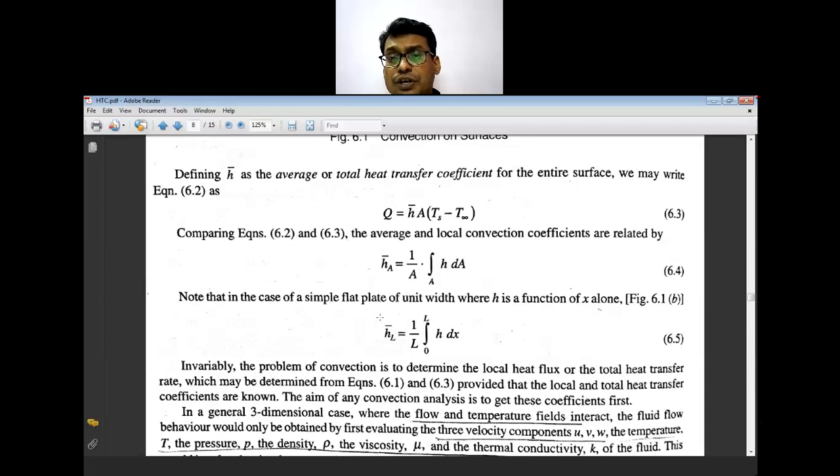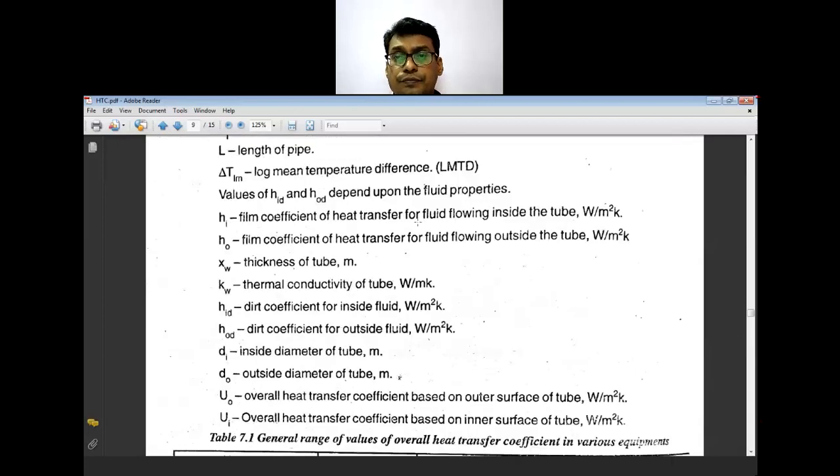So our H average, that is the average or integral form of your total heat transfer coefficient. H bar is the average or the total heat transfer coefficient. This H bar, that is the average total heat transfer coefficient, is what we are considering. We are not considering the point or the local heat transfer coefficient.